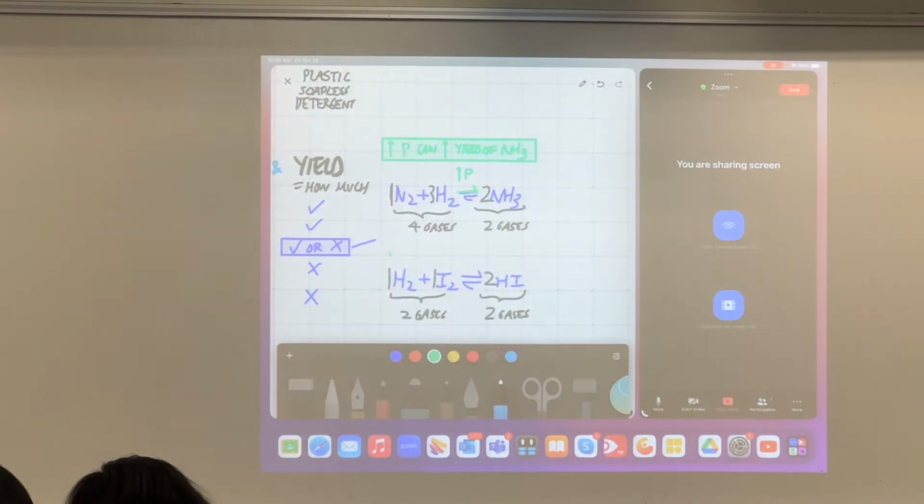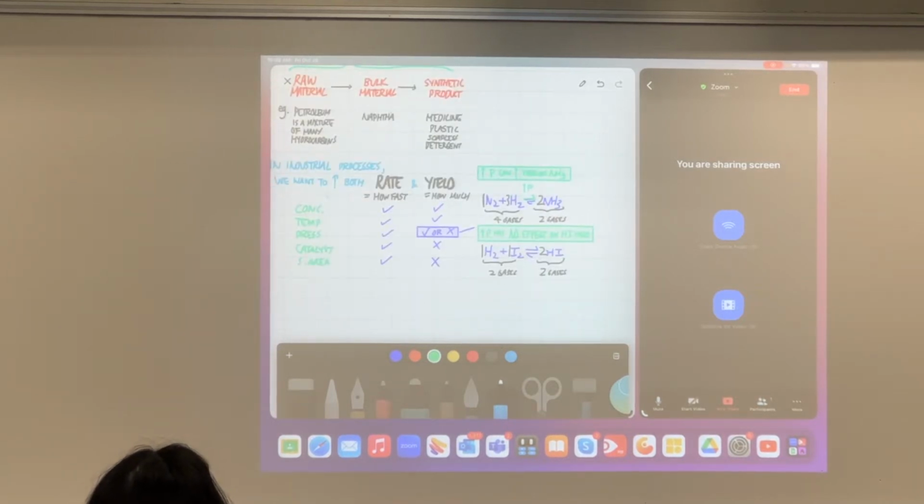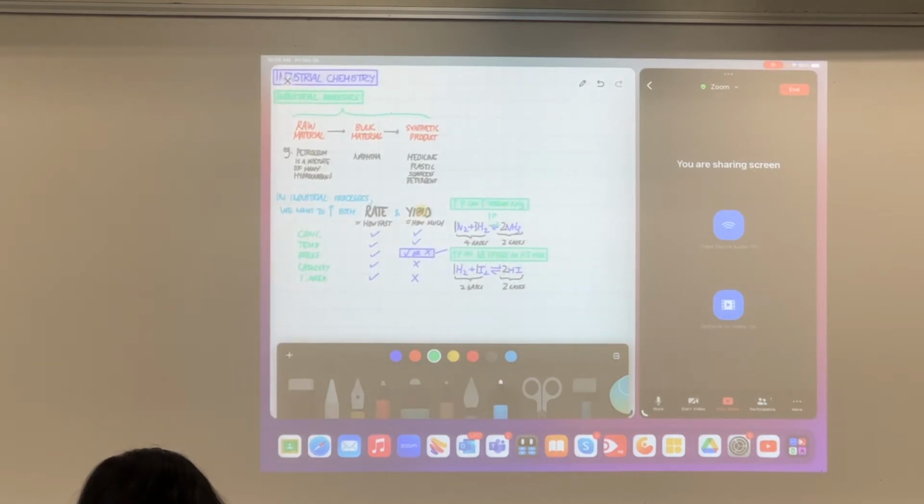Okay, so you can write down increasing pressure has no effect on HI yield. This is why I put both a tick and a cross here, as the answer is it depends. Depends on the number of gases on the 2 sides. So just a warm reminder on this part. Okay, we have discussed this in the equilibrium. You can refer back to the notes.